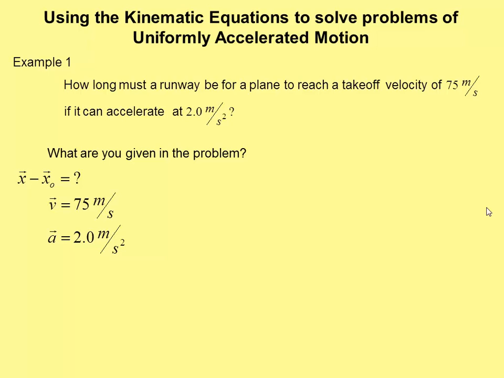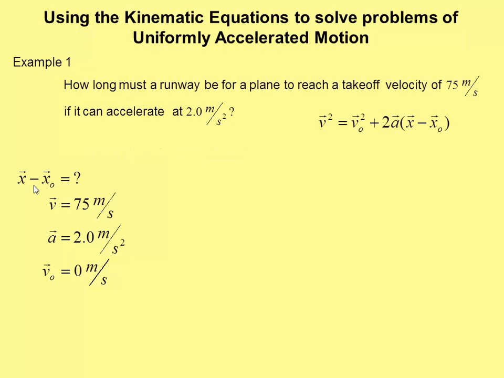And hopefully, if you've ever taken off on a plane, you know that the plane starts at one end of the runway at 0 velocity. So it would be a reasonable assumption here that the initial velocity is 0 meters per second while the final is 75 meters per second. Now, knowing these 3 things, final velocity, acceleration, and initial velocity, and needing to find the displacement, we need to look at our set of 4 kinematic equations and decide which one would be appropriate.